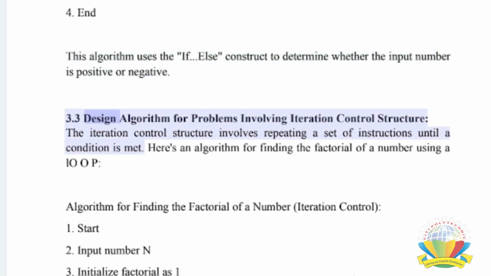3.3 Design algorithm for problems involving iteration control structure. The iteration control structure involves repeating a set of instructions until a condition is met. Here's an algorithm for finding the factorial of a number using a loop. Algorithm for finding the factorial of a number.